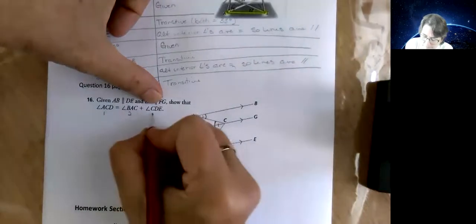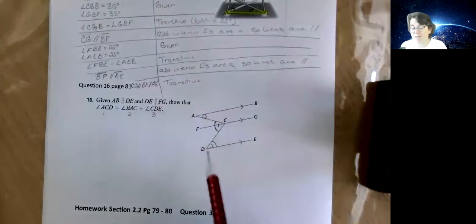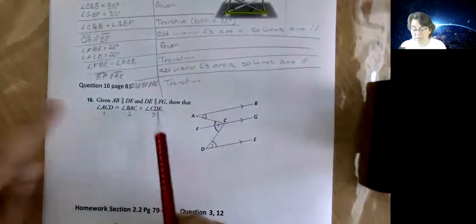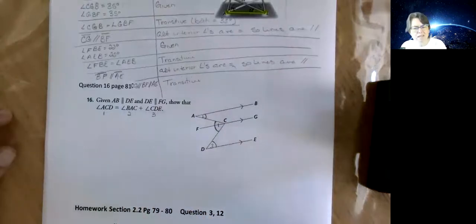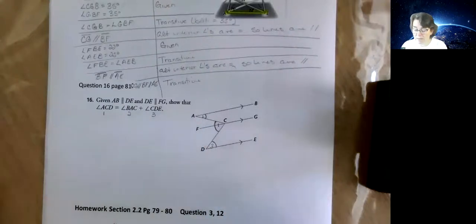Three. I cheated. Putting those numbers in there just makes it so much easier for me to remember, because otherwise, honestly, every time I have to look at one of those, I'm going, which angle is that again? Which angle is that? So angle 1, angle 2, and angle 3. So we're trying to show that angle 1 is equal to angle 2 plus angle 3.